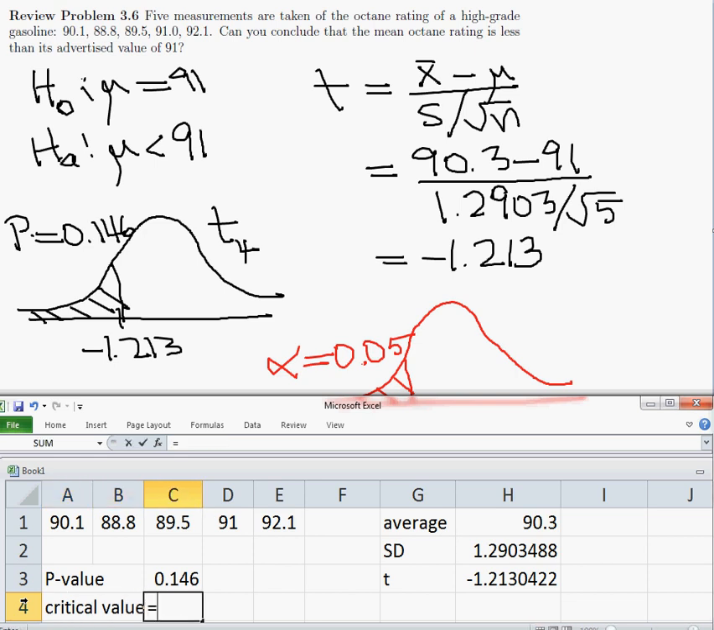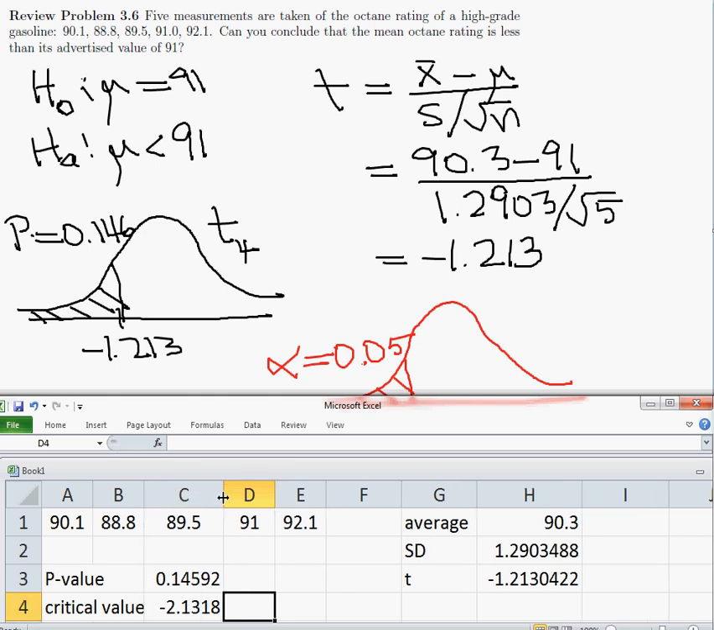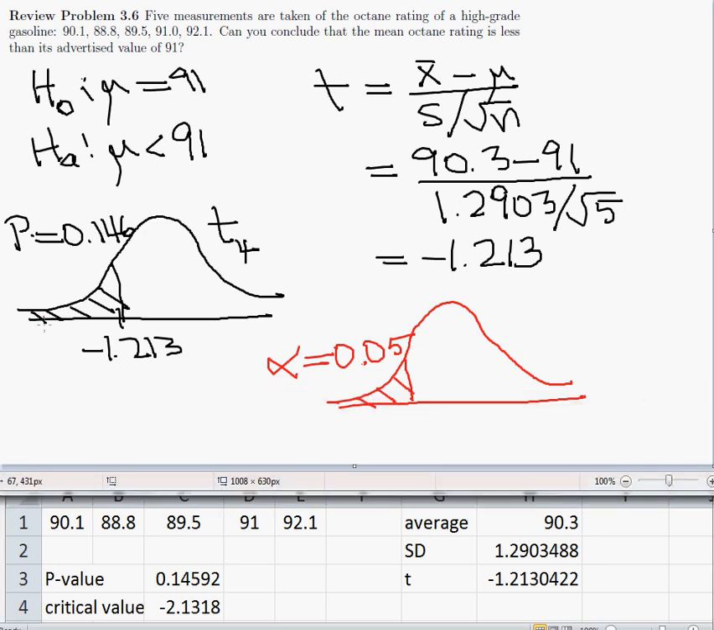The critical value would be t.inv 0.05 with 4 degrees of freedom for negative 2.13 about. If I want more decimal places, negative 2.1318. If you do not have access to Excel, or if your calculator does not do a similar exercise, then of course you can use the table that'll be provided on the exam.